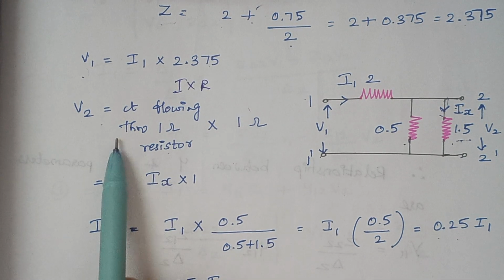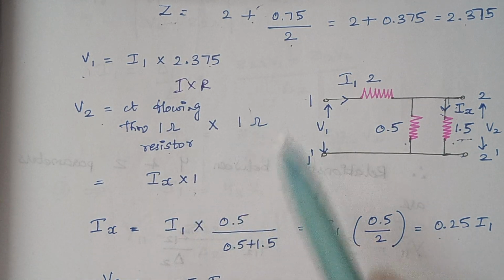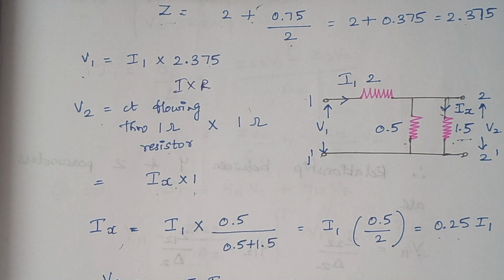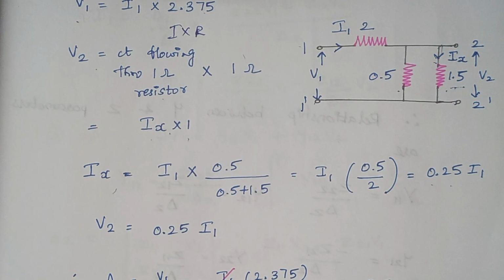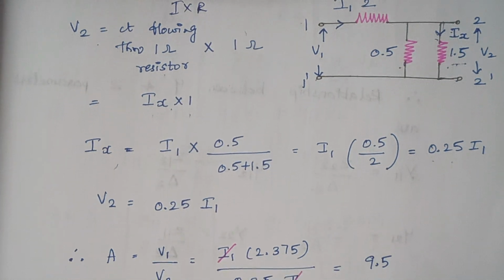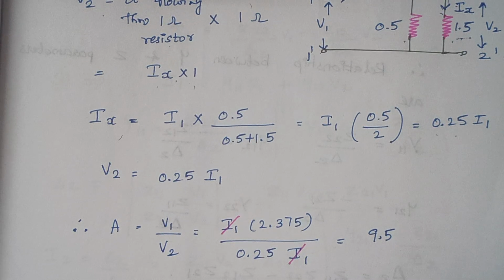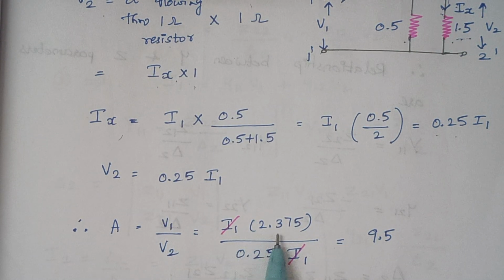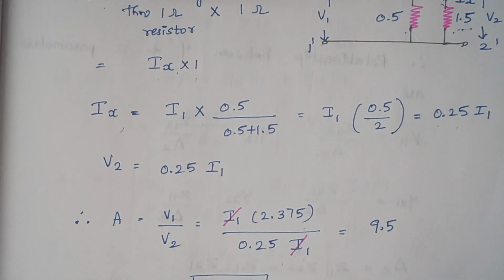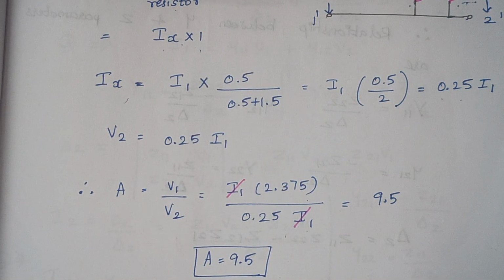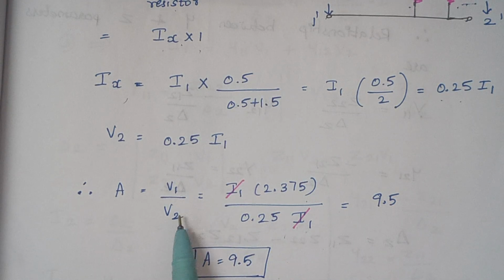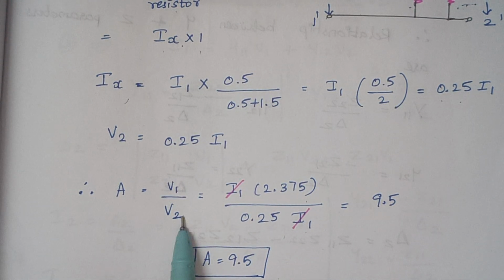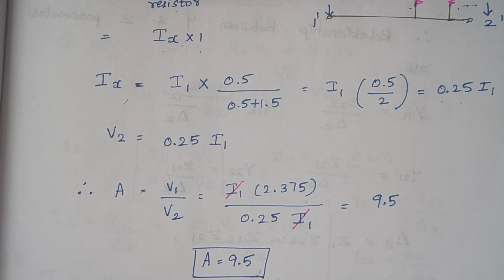Now V2 is Ix into 1. So just substitute the value of Ix here. V2 is given by 0.25 I1. Therefore, the value of A is V1 by V2. V1 is given by I1 into 2.375 and V2 is given by 0.25 I1. When you solve, finally we have the answer as 9.5. Again, this is a voltage gain, a ratio between voltages, so we don't have any units here.